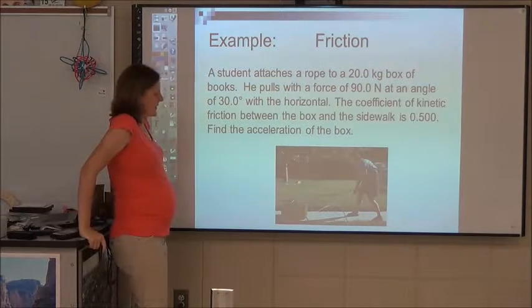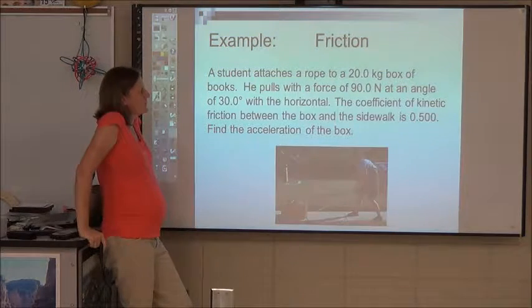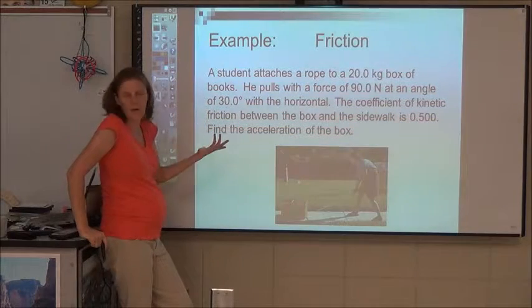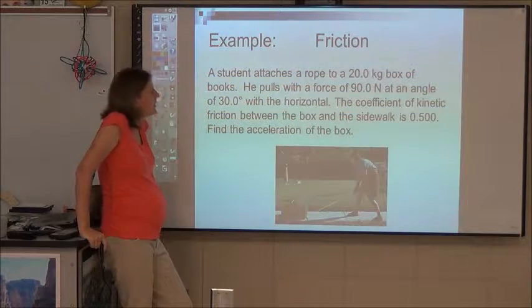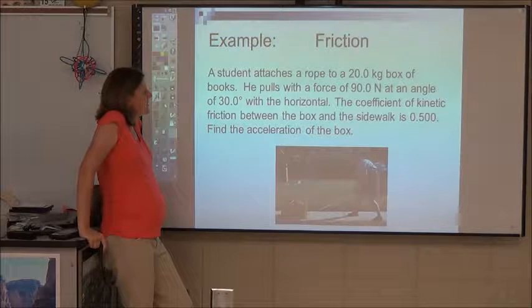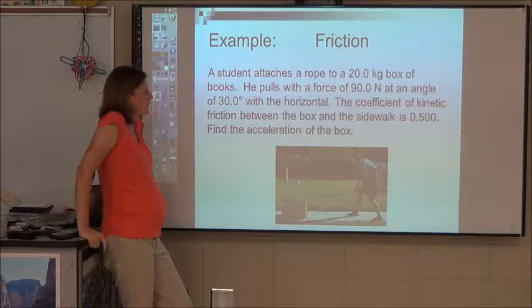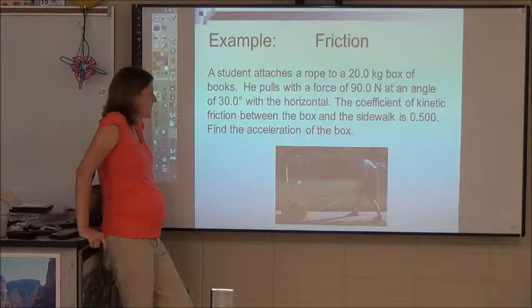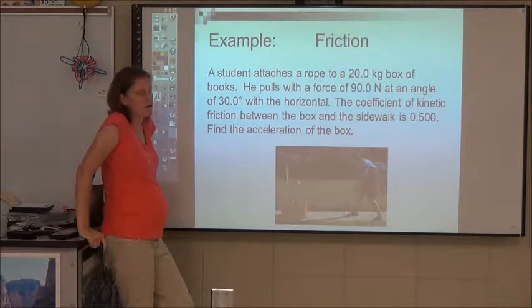Okay, let's sketch this one out separately. A student attaches a rope to a 20-kilogram box of books. Why you would drag your books like that, I don't know. He pulls with a force of 90 newtons at an angle of 30 degrees with the horizontal. The coefficient of kinetic friction between the box and sidewalk is 0.1. Find the acceleration of the box. Okay.